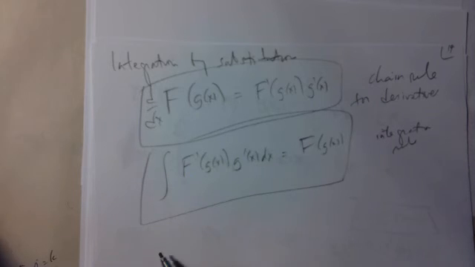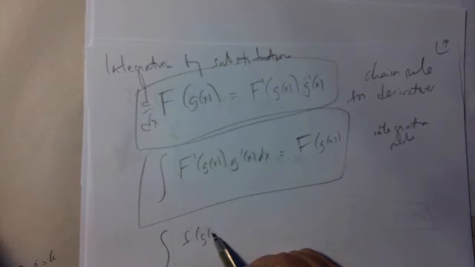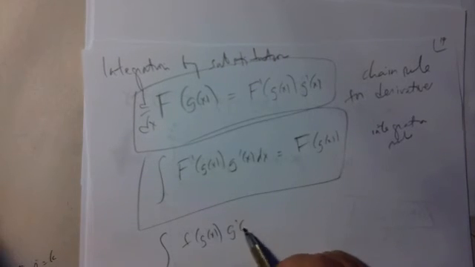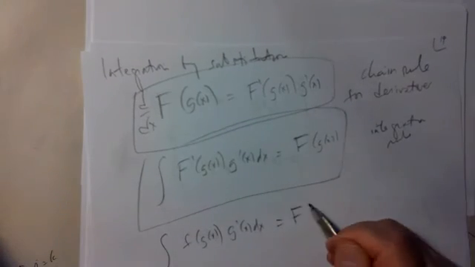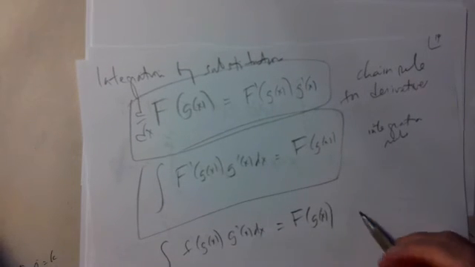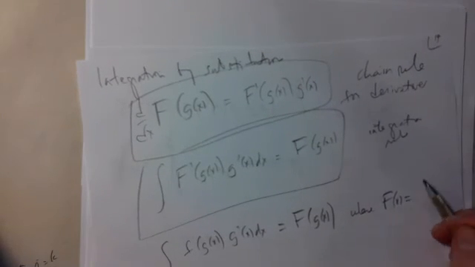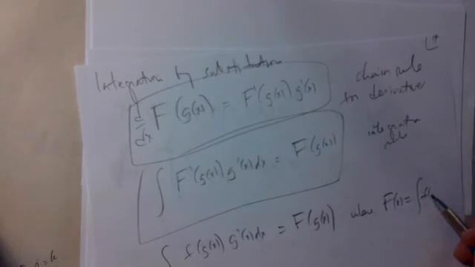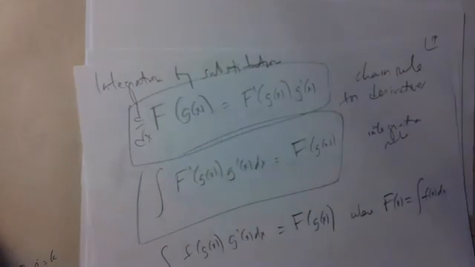Another way of writing that is the following, that the integral of f of g of x times g prime of x dx is equal to capital F of g of x, where capital F of x is the integral of the function little f of x. That is the antiderivative.